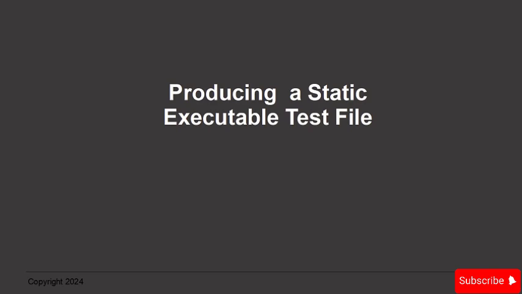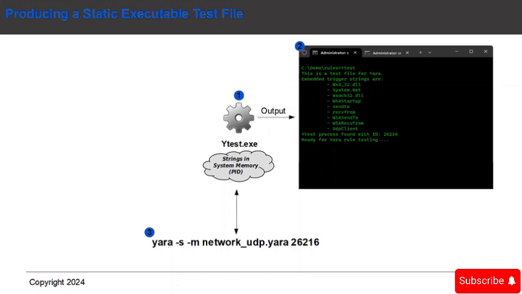Another testing approach to consider is to build a static executable test file. And in this example, we will build a test file that has a number of strings already embedded inside it. The concept is that this would represent the file that you are inspecting with YARA. It is the file that will be the target of your rules and your conditional processing. In this example, we've got ytest.exe.